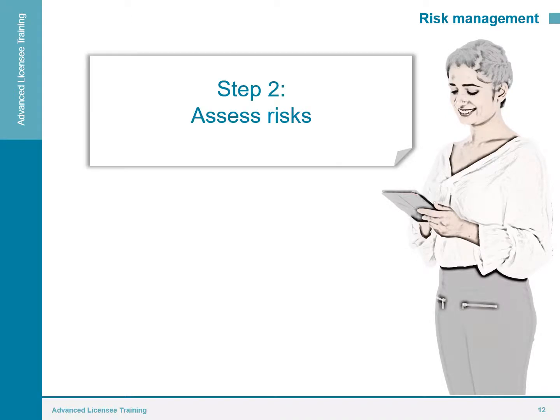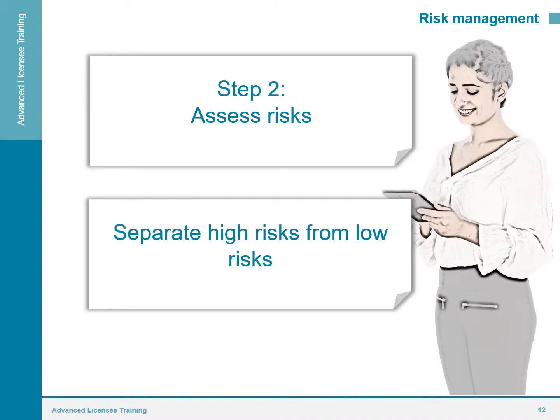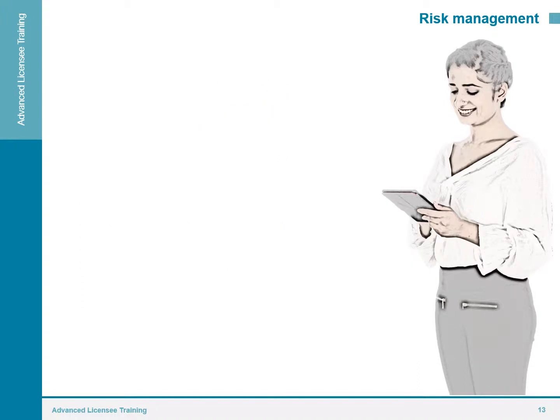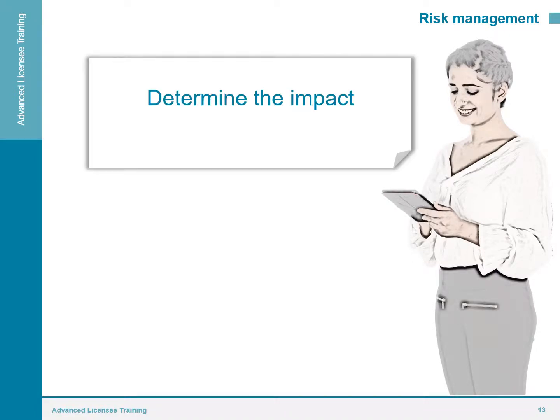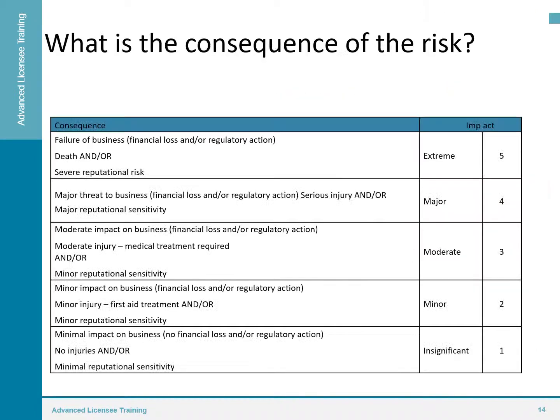Step 2, assess risks. Separate your high risks from your low risks. This is a 2-step process. The first step is to determine the impact of a risk. What is the consequence of a risk? An extreme risk is where you have failure of business through financial loss or regulatory action, death, severe reputational risk, all the way down to an insignificant risk, which is minimal impact on business, no injuries, and minimal reputational sensitivity.